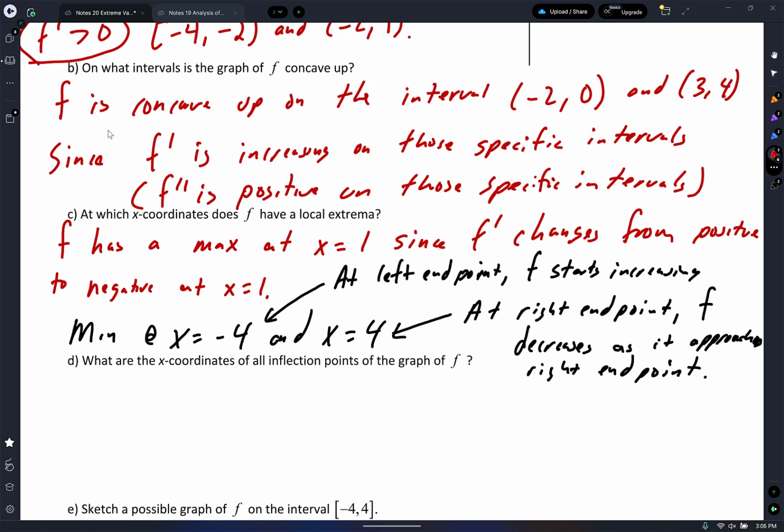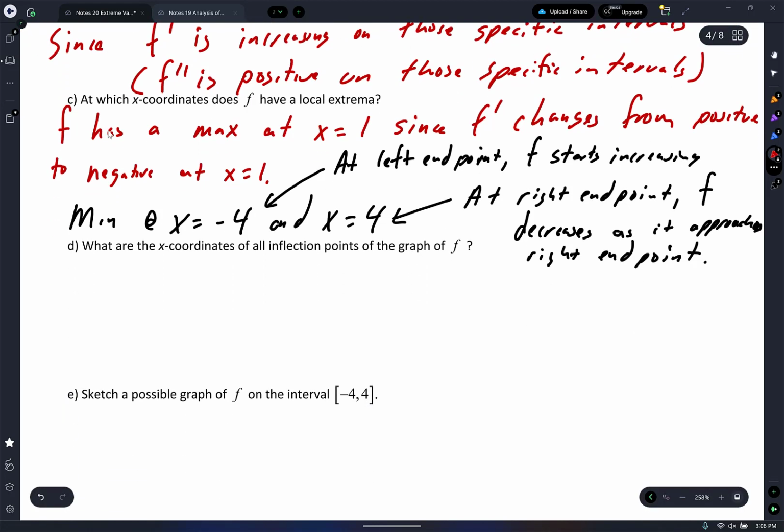Are we okay? Okay. But for sure, we got the one in red, right? F has the max at x equals 1 since f prime changes from positive to negative. If you got that one thing today and the idea of concavity, you're ahead of the game. Cool or not cool?